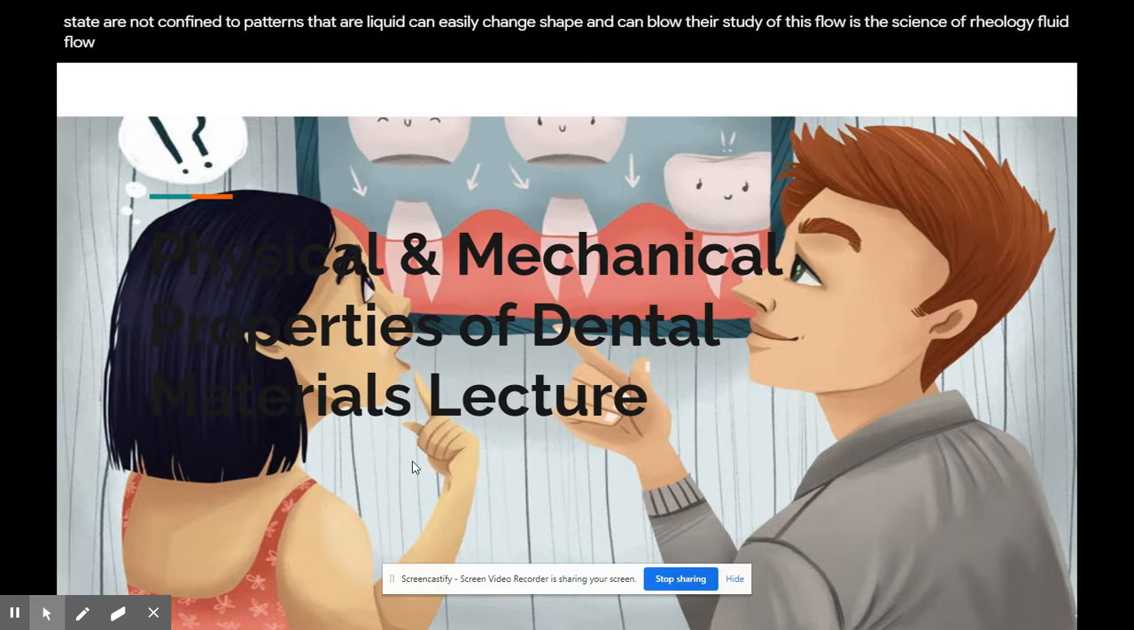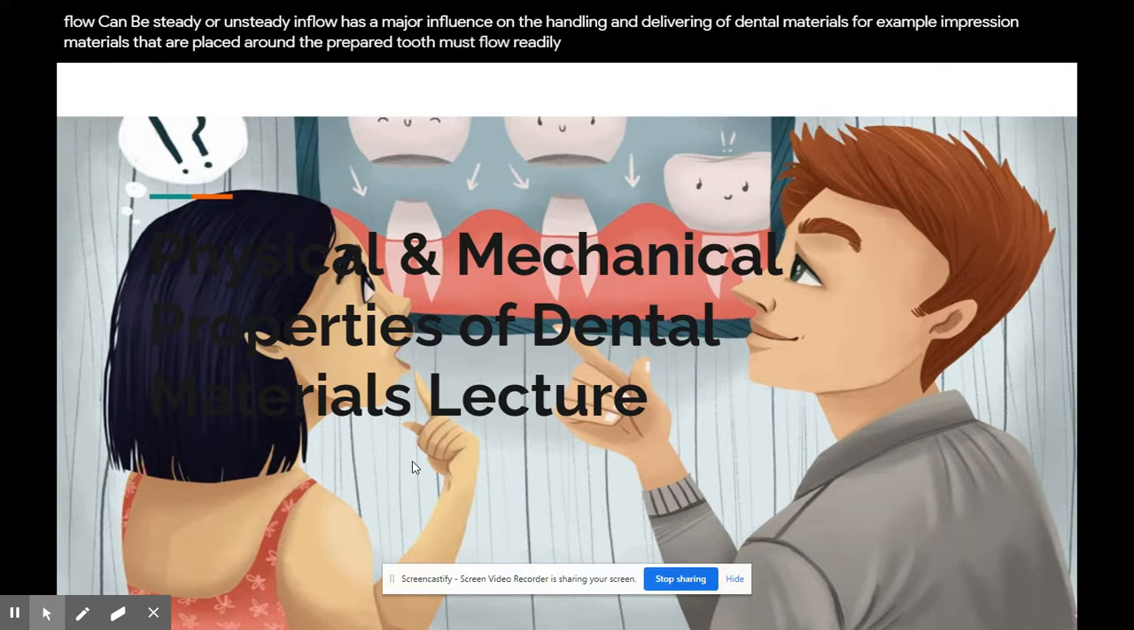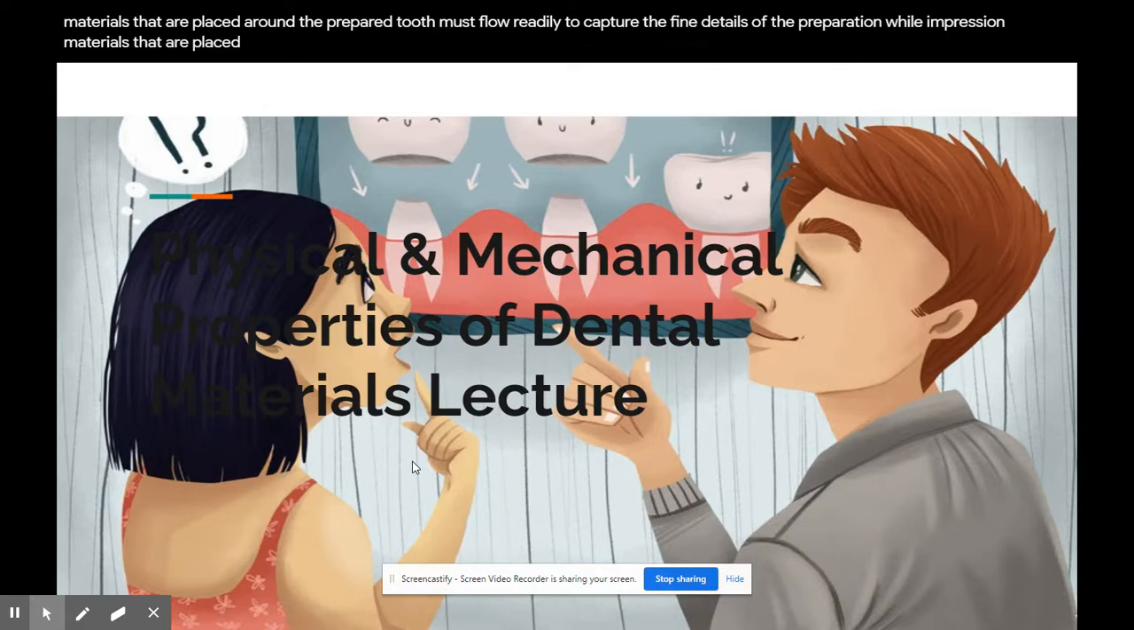Fluid flow can be steady or unsteady, and flow has a major influence on the handling and delivering of dental materials. For example, impression materials that are placed around the prepared tooth must flow readily to capture the fine detail of the preparation, while impression materials that are placed in the impression tray should exhibit less flow.